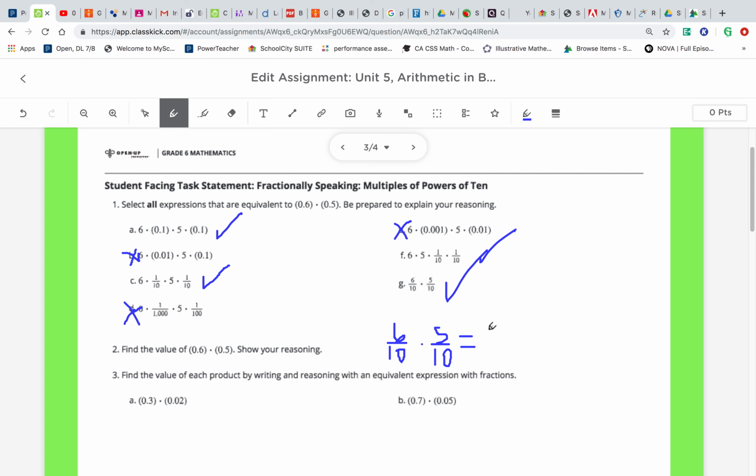6 times 5, that's 30, over 10 times 10, that's 100. Okay, so we're talking about 30 out of 100. 30 hundredths is what this is. So if you were to write that, you would write that as 0.30.